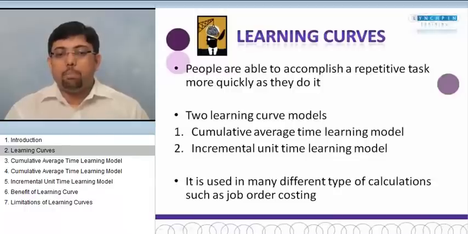It is used in many different types of calculations such as job order costing. Apart from this, for example, it's heavily used in the gem industry. When the gem cutter is not trained, what will happen? He will require a considerable amount of skill to cut the gems. So the people who are entering that industry, the people who are young, are not given the expensive gems because they do not have the required set of skills and practice.